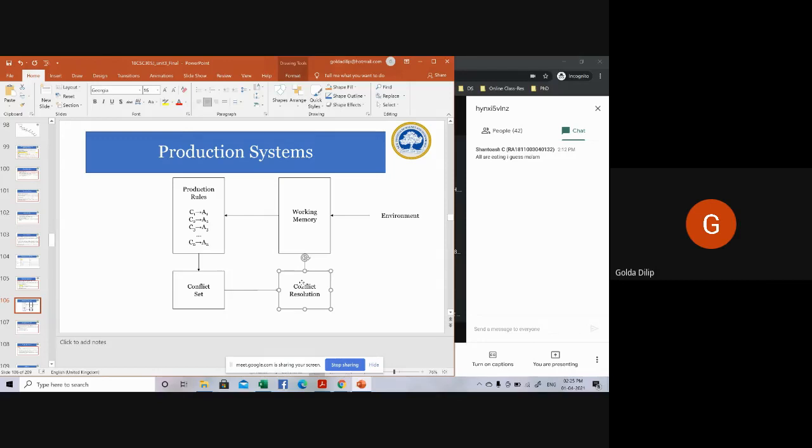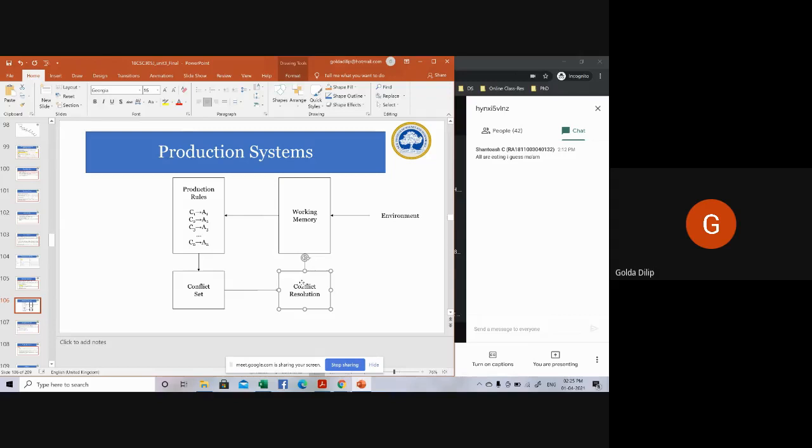There are many conflict resolution strategies, which we'll be looking into, but only one particular production would be chosen, activated, or fired. That means the action for that particular production is performed. This process will terminate when the contents of the working memory do not match any of the rule conditions.